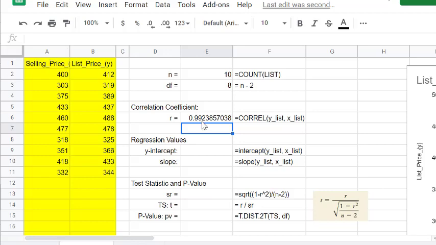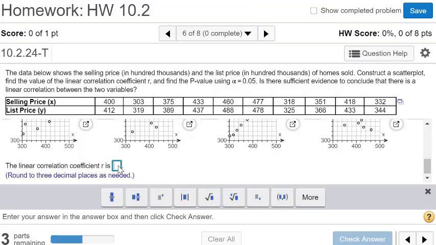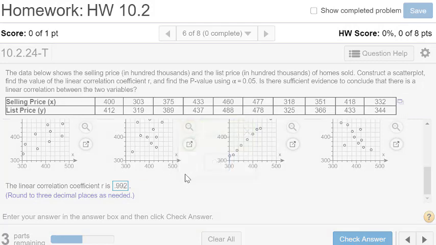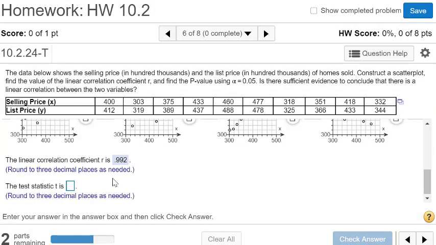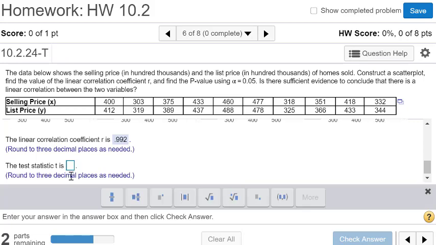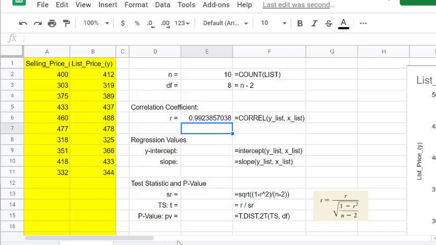So we have 0.992, which is a really strong correlation, and we kind of saw that by the graph already. So let's put 0.992 for our correlation. Next, they want us to find a test statistic, and let's go down. The next things in my list are some regression values, which we'll ignore right now. This doesn't pop up till section 10.3.